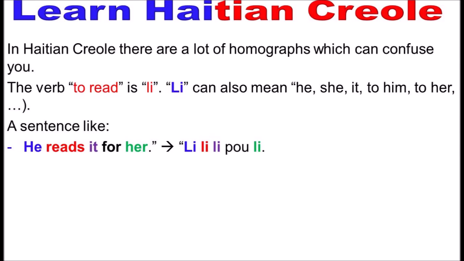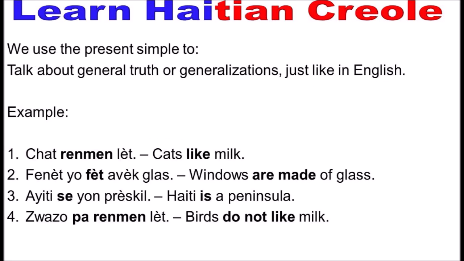The verb to read is li. Li can also mean he, she, it, to him, to her. A sentence like he reads it for her in Haitian Creole is li pou li. Now, let's see how to use the two tenses.